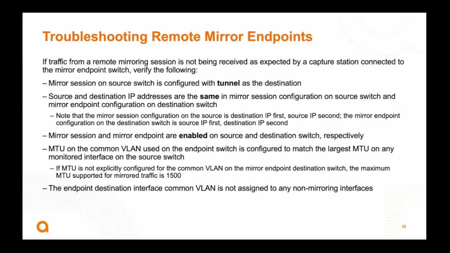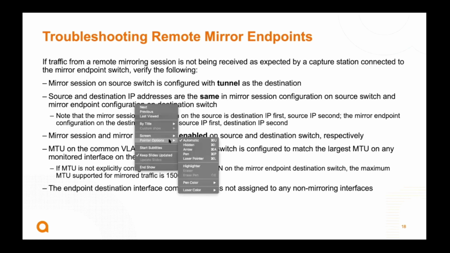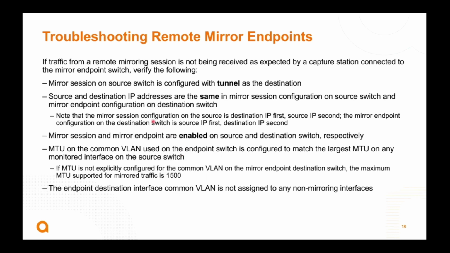Here are some things to verify in your configuration on both ends of your remote mirror tunnel. First, you want to make sure that the mirror session on the source switch is configured with tunnel as the destination. Your source and destination IP addresses are the same in the mirror config for both the source and endpoint destination switches. And this is where it's important to note the order of the IP addresses on each end.